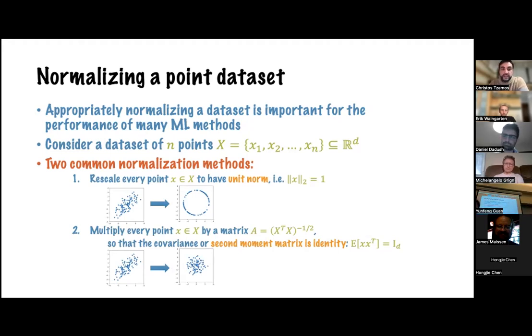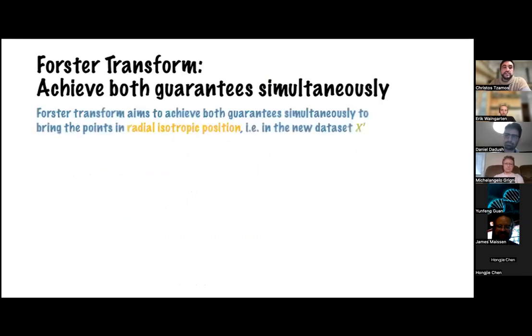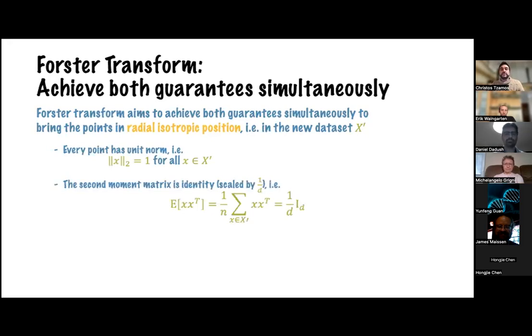Now, what the Forster transform aims to do is achieve both of these guarantees simultaneously. In particular, this means that the Forster transform aims to bring points into what's called radial isotropic position, meaning that we want to map the points into a new dataset, X', where every point has unit norm, and at the same time the second moment matrix is spherical. So it is the identity rescaled by 1/d. If I take in the new dataset the expectation of XX^T, this is 1/n times the sum of all the points XX^T, and this should be (1/d) times the identity.